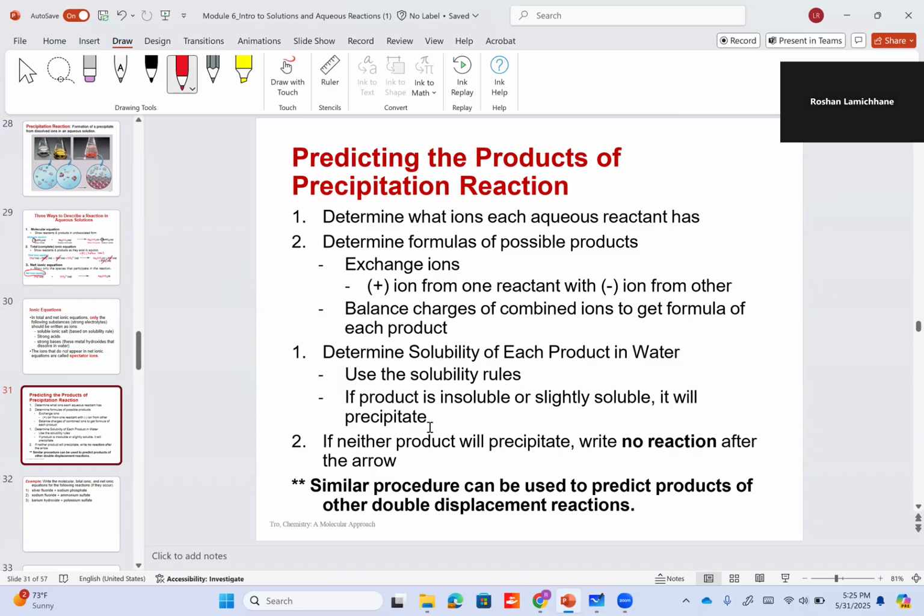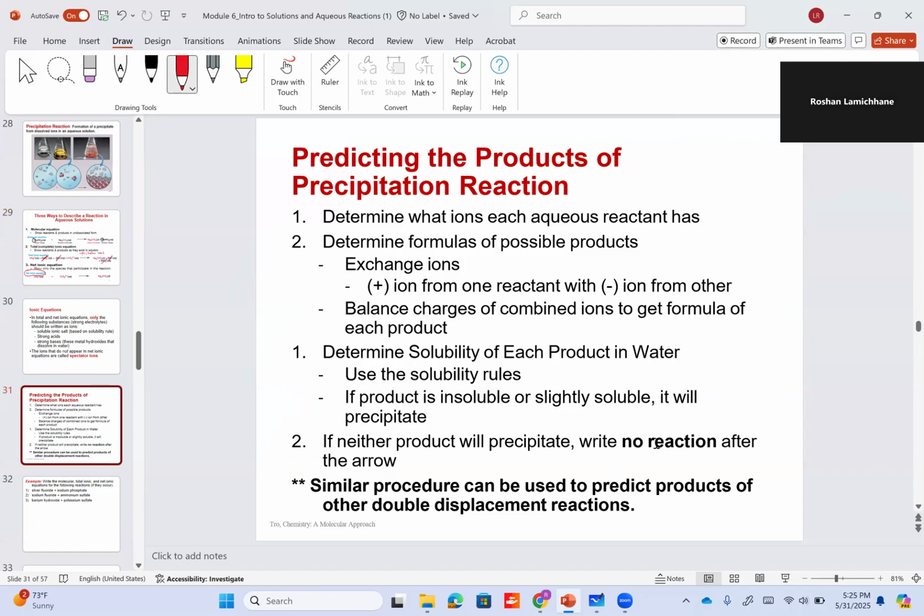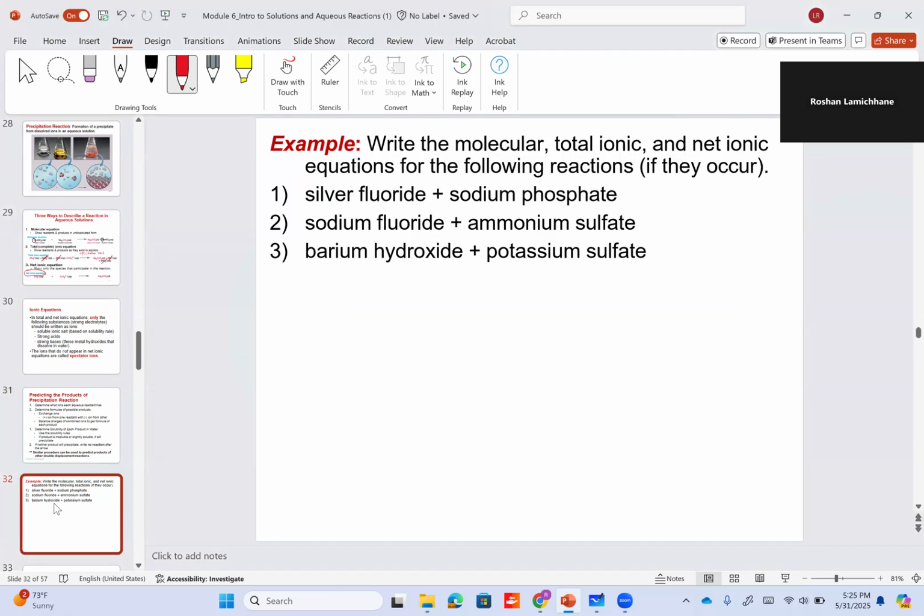The final step says if neither product will precipitate, because in our reaction we did form a precipitate, which was our solid here, we write down no reaction after the arrow. So based on these couple of slides that we just talked about, I'm going to work through a couple of examples so that you'll get a hang of it. I'm going to work through number 1 and 2, and you can try number 3 yourself.